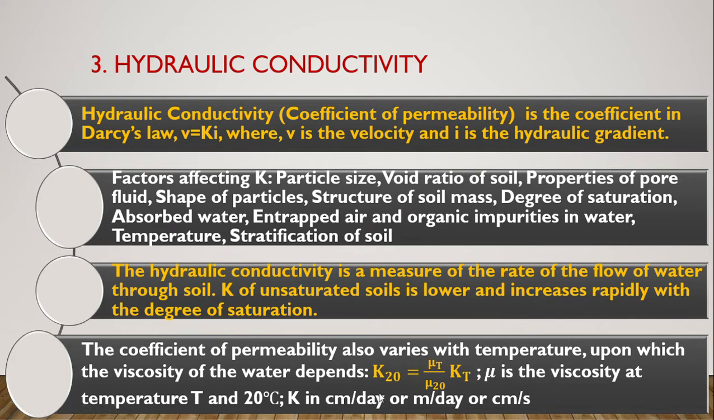Here we can see that K20 is equal to mu T divided by mu 20 into KT, where T is the temperature at T degrees Celsius and 20 is the temperature at 20 degrees Celsius. Mu is the viscosity: mu T is the viscosity at temperature T, and mu 20 is the viscosity at 20 degrees Celsius. For finding the hydraulic conductivity at 20 degrees Celsius, we have to calculate this equation. This is the relationship between hydraulic conductivity, temperature, and viscosity.